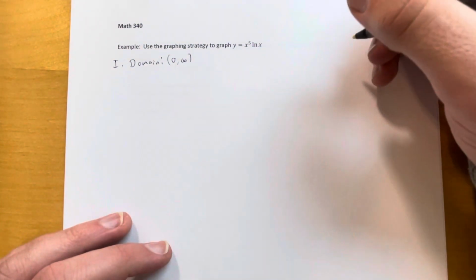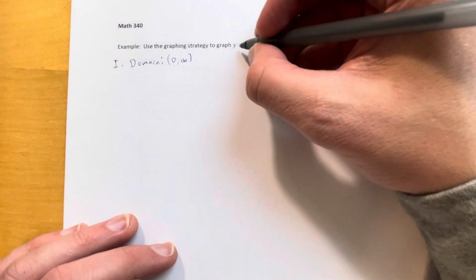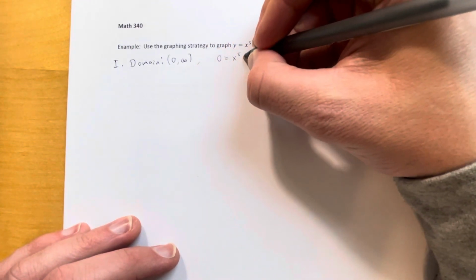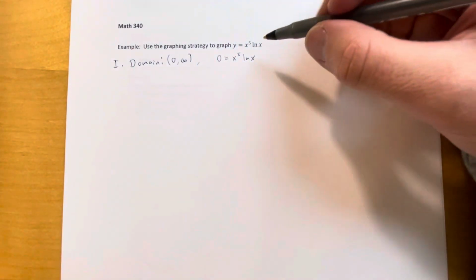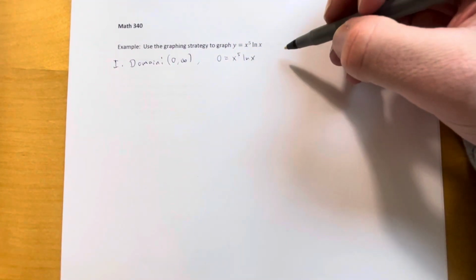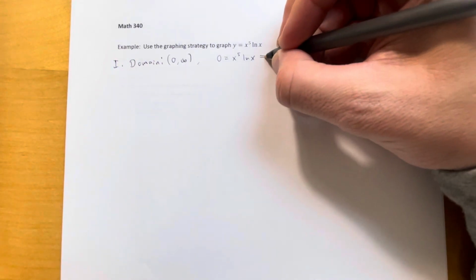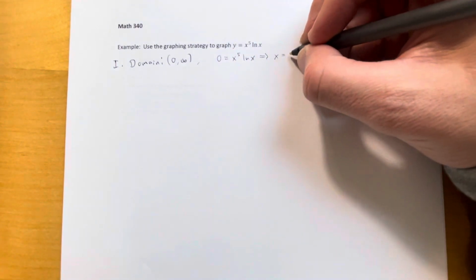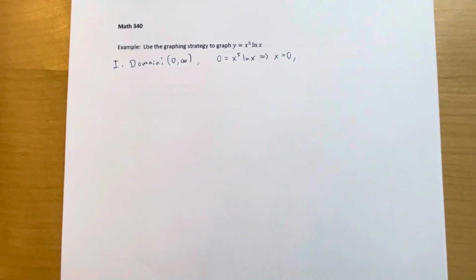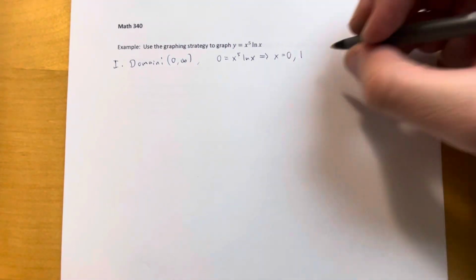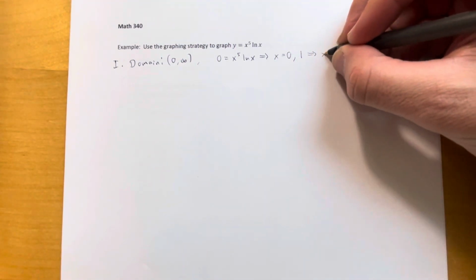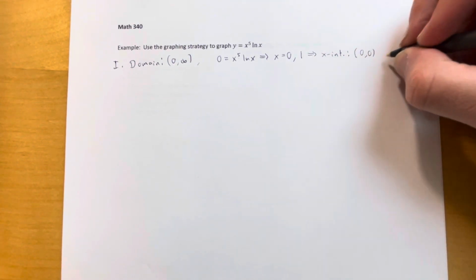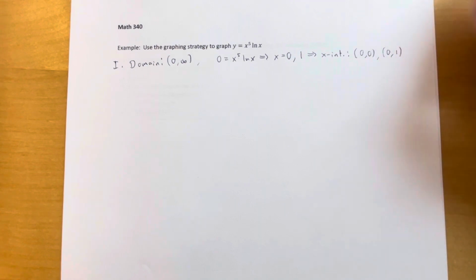Okay. Now let's find some intercepts. Let's start with the x-intercept this time. If I set y equal to 0, 0 equals x to the 5th times the natural log of x, then either x to the 5th or the natural log of x is equal to 0. And in each case, I get a different x value that causes that to happen. For x to the 5th to equal 0, x would have to equal 0. For the natural log of x to equal 0, x would have to equal 1. So now we ended up with two x-intercepts: (0, 0), so the origin again, and (1, 0).